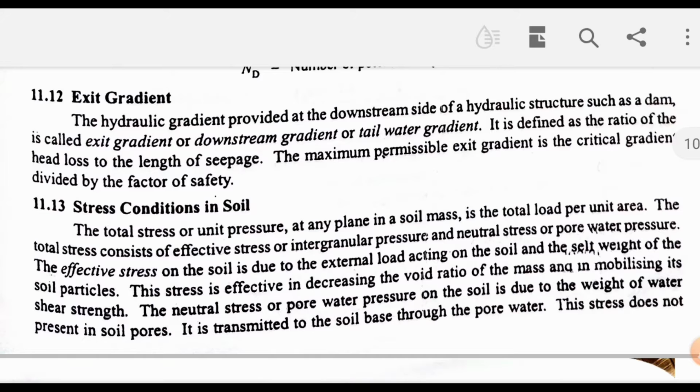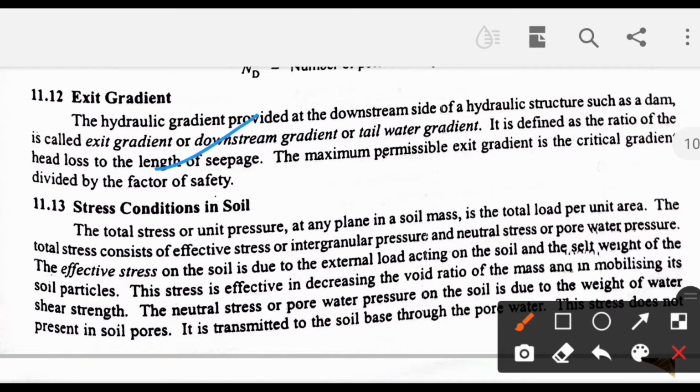Exit gradient. The hydraulic gradient provided at the downstream side of a hydraulic structure such as a dam is called exit gradient or downstream gradient or tailwater gradient. It is defined as the ratio of the head loss to the length of seepage. ये very important है। The maximum permissible exit gradient is the critical gradient divided by the factor of safety.